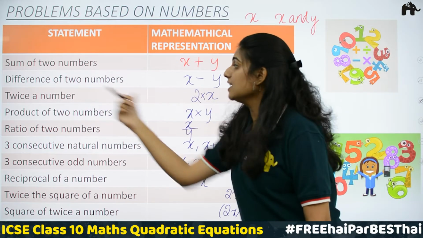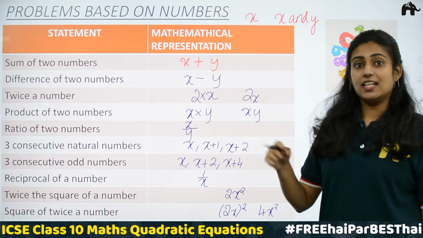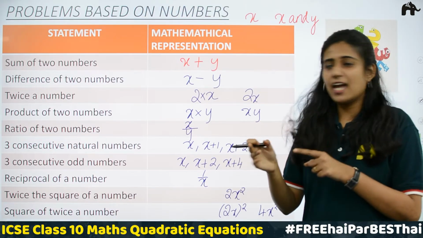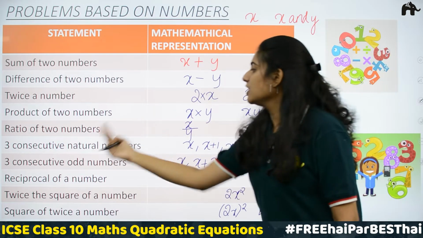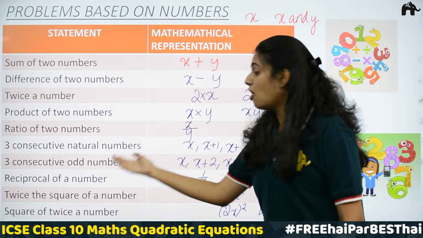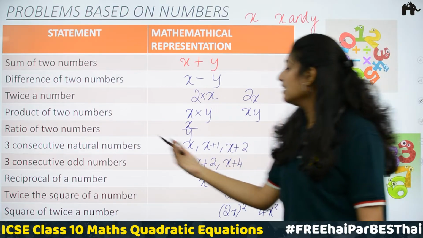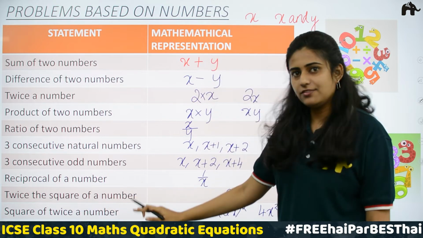Here we have twice a number. Twice a number means 2x. If it is thrice, 3x. 3 times means 3x. 4 times. Whatever times, we have to multiply the number with x. Clear? Now consecutive natural numbers x, x plus 1, x plus 2. Consecutive odd numbers x, x plus 2, x plus 4. Then twice the square of a number and square of twice a number. Understood the difference between them?